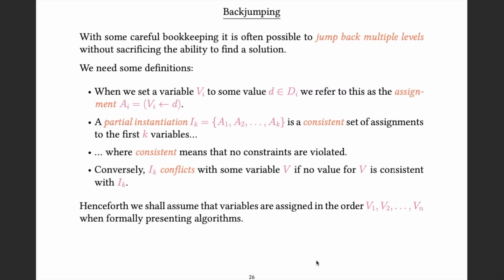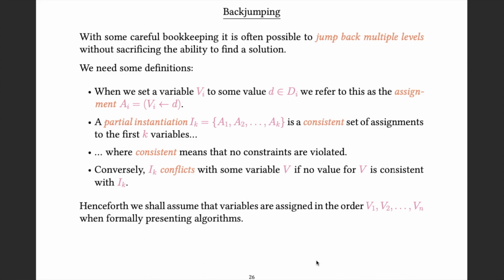So what we want to do now is look at this kind of process in general. How do we do the bookkeeping so that we can jump back multiple levels at once without sacrificing the ability to find a solution? By that I mean without actually missing any possibilities.